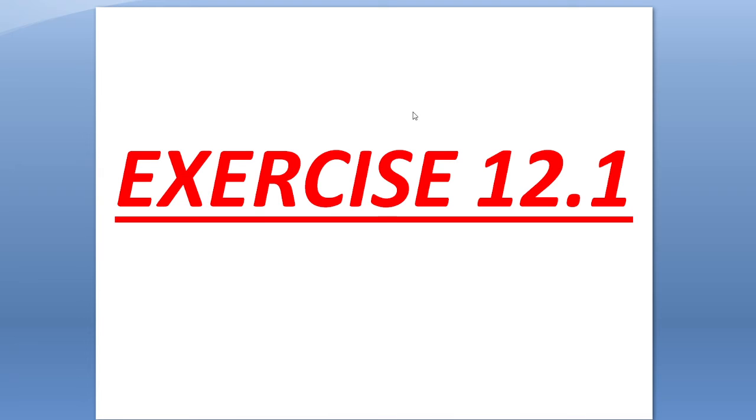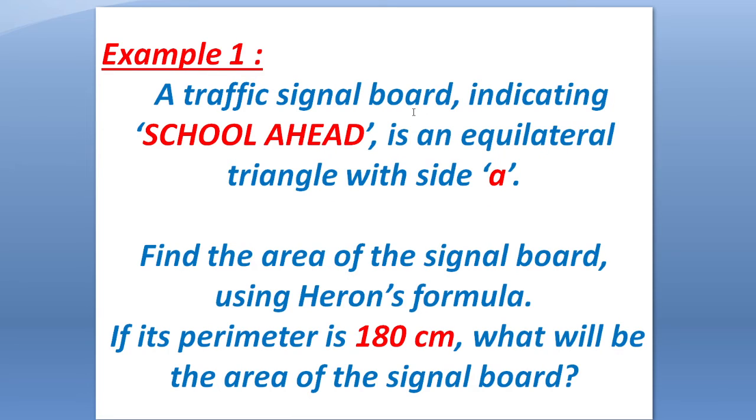Now see exercise number 12.1. A traffic signal board indicating school ahead is an equilateral triangle with side A. So that means each side has measure A. Find the area of the signal board using Heron's formula. If its perimeter is given as 180 centimeter, what will be the area of the signal board?